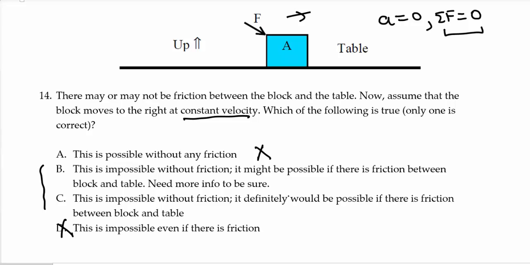Might and definitely. What is the difference between these two words? If there is friction and the force is still greater, it will not be possible because it will accelerate. But if there is friction and the forces are what, equal, then it will be what? Traveling with a constant speed. So the answer is B.